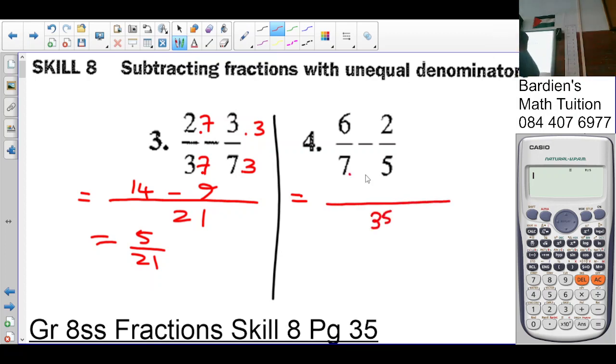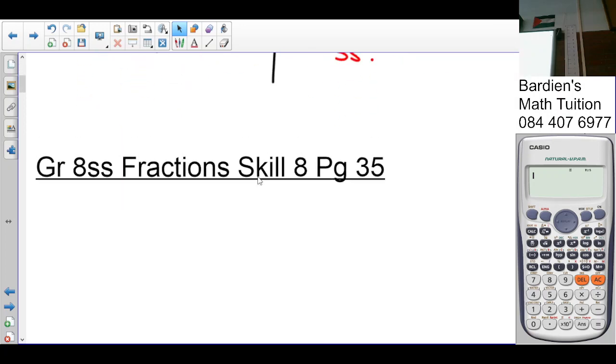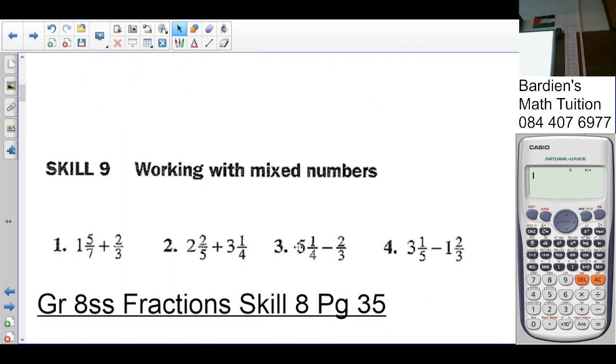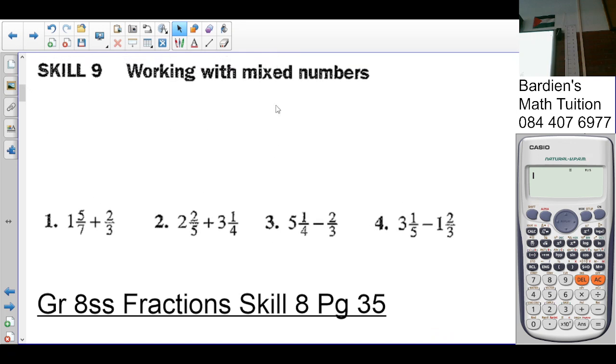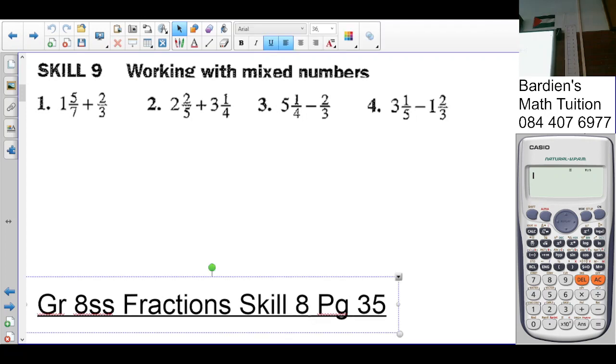Okay, 7 times what is 35? 5. 6 times 5 is 30, minus 5 times what is 35? 7. 7 times 2 is 14. The 30 minus 14 is 16 over 35. So is there anything that's an issue there? Do you all understand? Am I moving too fast? Okay. So now we're looking at working with mixed numbers. This is of course skill 9.